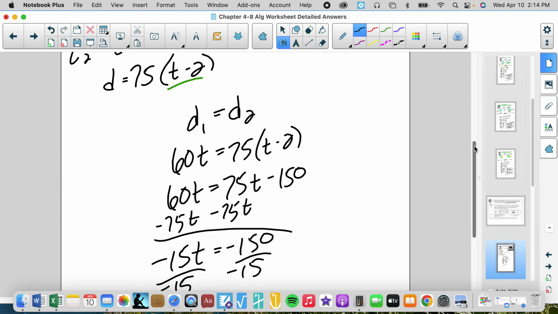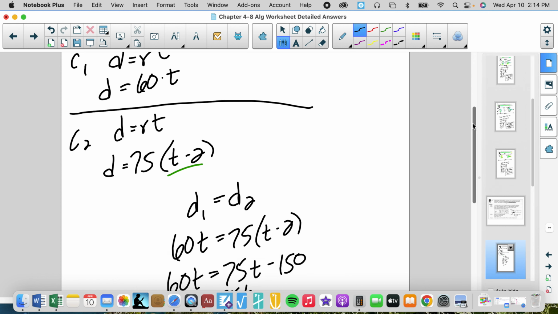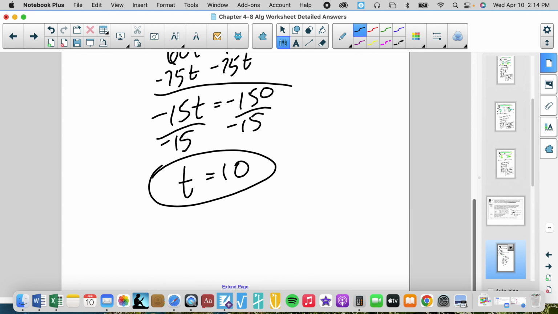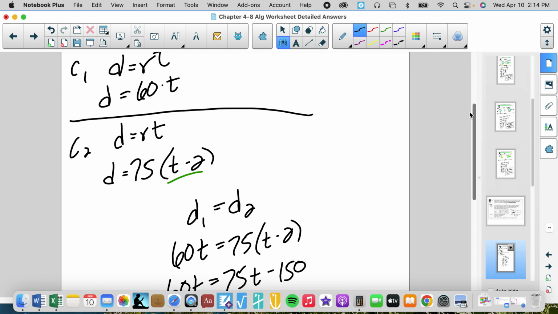And we get time. T. Am I solving for t? Oh, I am solving for t. T is 10. So what does t equals 10?